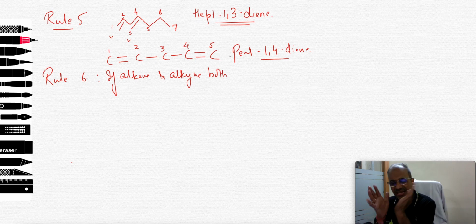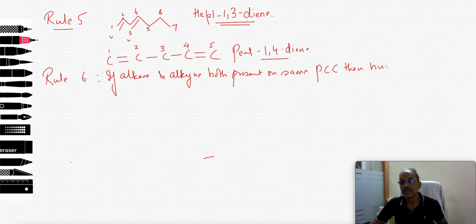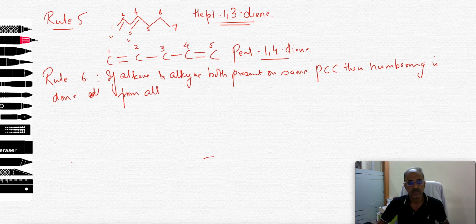are present on the same parent carbon chain, if double bond and triple bond both are present on the same carbon chain, then the numbering is done from the alkene.